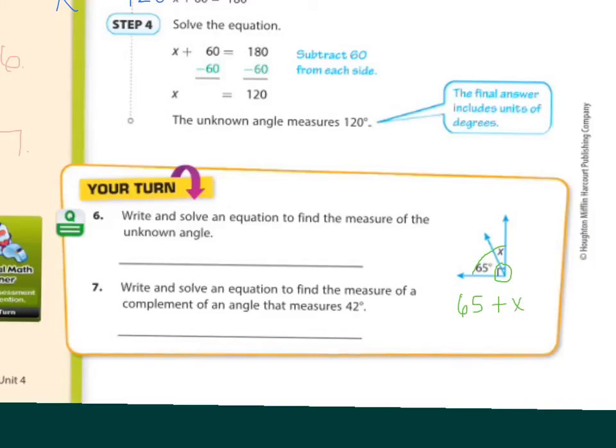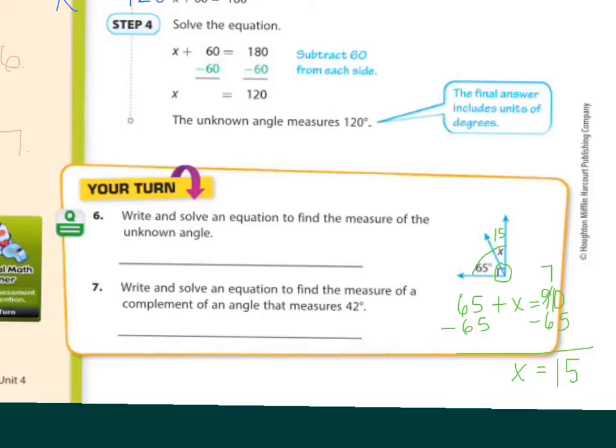So 65 plus x equals 90. I want to get x by myself, so I'm going to get rid of the 65. It's a positive 65. To get rid of it, I need to subtract 65. And what you do to one side, you do to the other. Okay, and now we're left with x on this side, and then go ahead and subtract on the other side. 90 minus 65 is 25. So this must be 25 degrees.